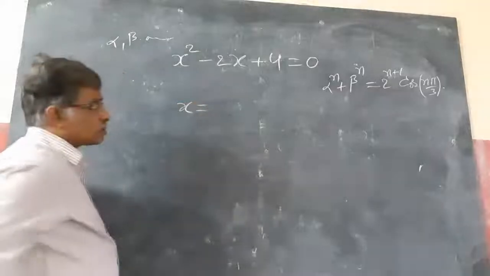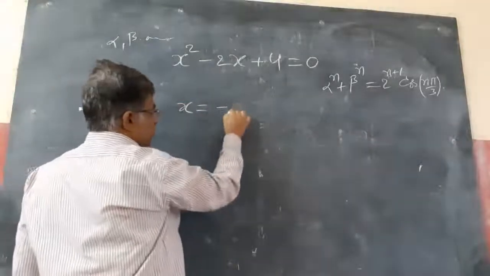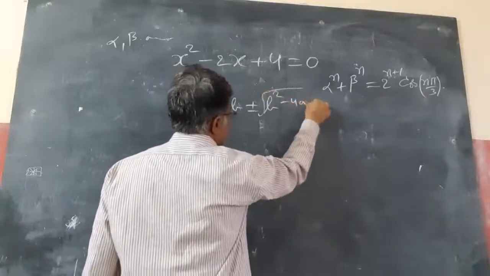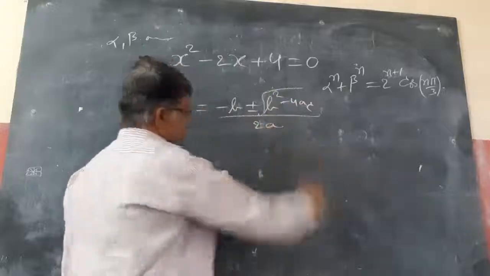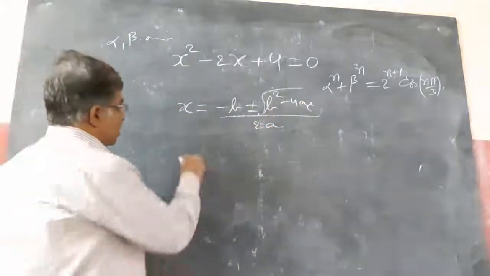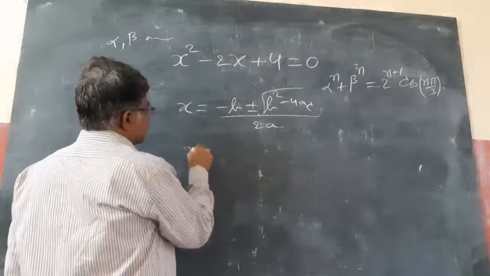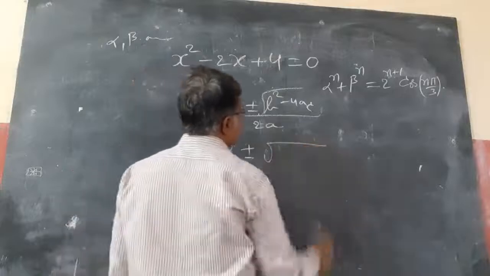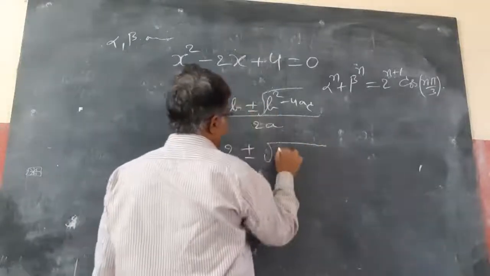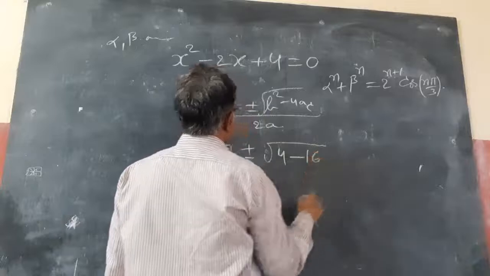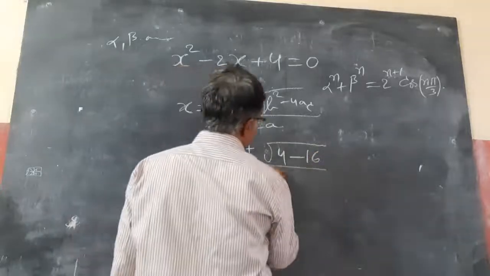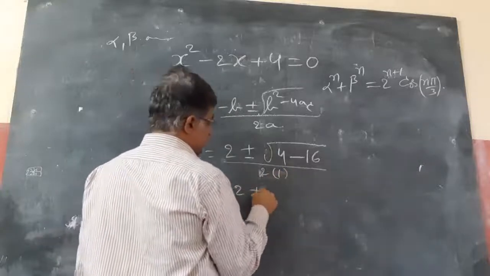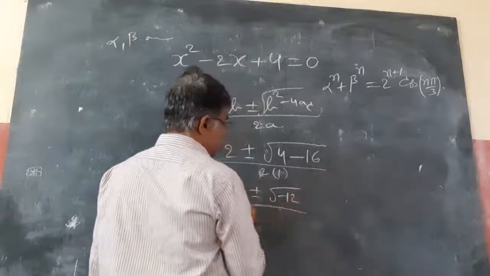So x equal to minus b. You know the formula, x equal to minus b plus or minus root of b square minus 4ac by 2a. Using this formula, first we will find the two roots, alpha and beta. x equal to minus of minus 2, that is 2, plus or minus root of b square minus 4ac. b square is 4, minus 4 into 4 into 1 is 16, by 2a. 2a is 2 into 1. So this is equal to 2 plus or minus root of minus 12 by 2.